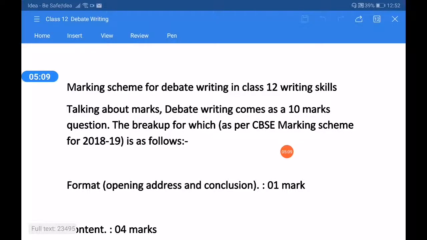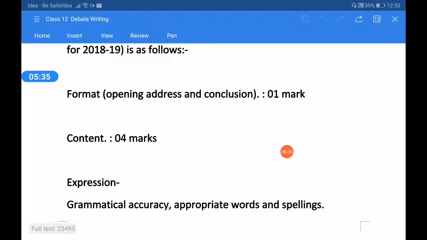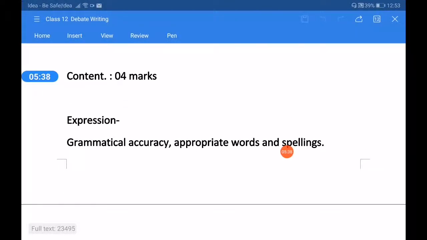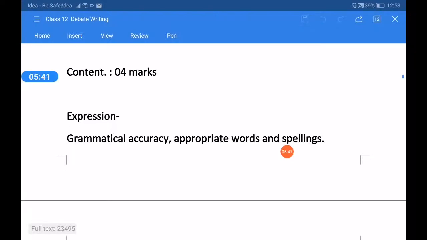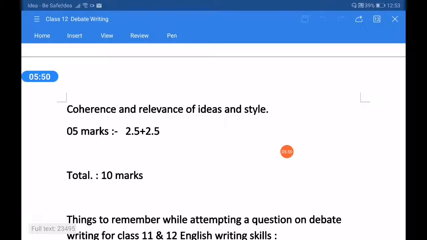So there is a marking scheme for debate writing in class 11th and 12th writing skills. Talking about marks, debate writing comes as a 10 marks question. The breakup for which as per the CBSE marking scheme for 2018 and 2019 is as follows, and this will also be continued in 2020 and 21. Format, opening, address and conclusion, 1 mark. Content, 4 marks. Expression, grammatical accuracy, appropriate words and spellings, coherence and relevance of ideas and style, total 5. It means 2.5 plus 2.5 marks, total 10 marks.